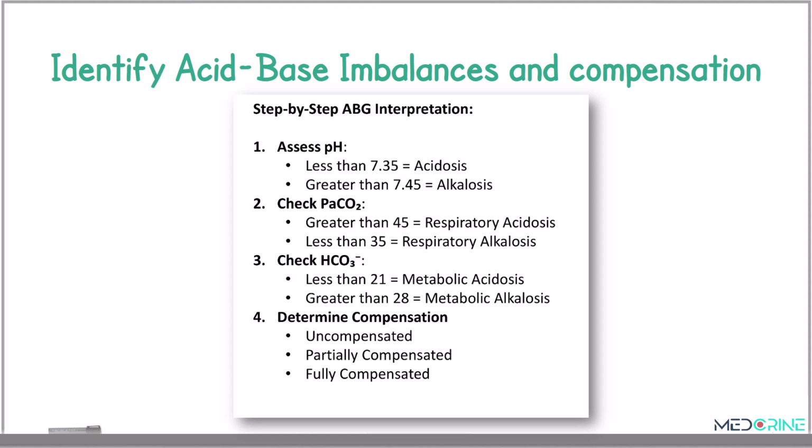The third step is to check the bicarbonate ions. If bicarbonate ions are less than 21 milliequivalents per liter, that is a metabolic acidosis. And if these bicarbonate ions are more than 28 milliequivalents per liter, we have a metabolic alkalosis state. After identifying which type of acid-base imbalance is present, we move to the fourth step of determining compensation. Compensation is either an uncompensated state, a partially compensated acid-base imbalance, or a fully compensated acid-base imbalance, which we shall look at as we progress with the tutorial.